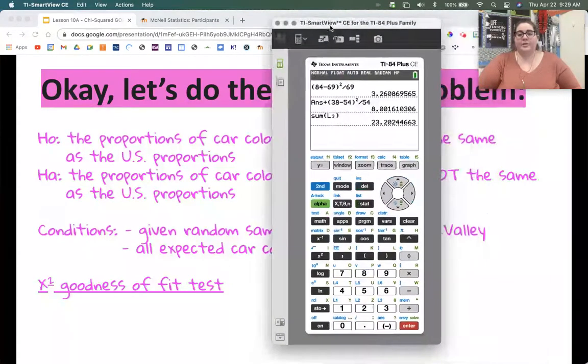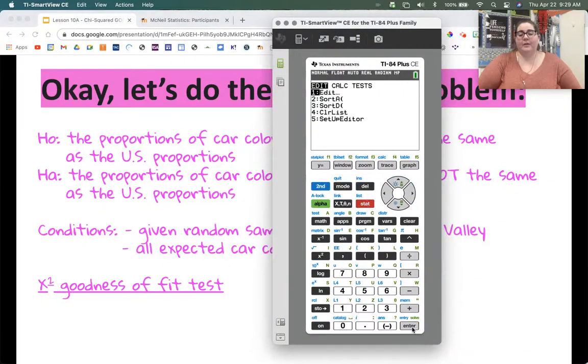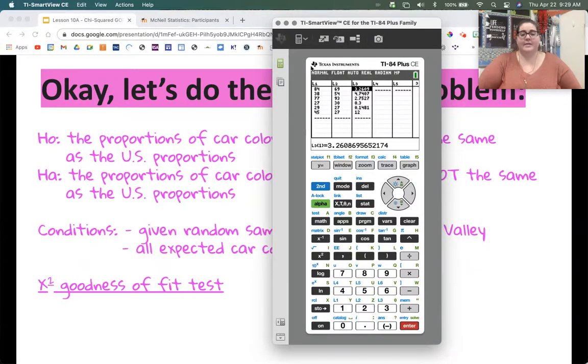Now is where I'm going to show you the shortcut. Your first step on the calculator would be to go to stat edit and put your observed in L1 and your expected in L2. You do not have to do this third step if you have a TI-84 or newer. If you have an older calculator, you'll have to do what I showed you before to get to the chi-squared value a little bit quicker rather than doing it by hand. But if you have a newer calculator, there is a way the calculator will calculate that for us. So observed in L1, expected in L2.